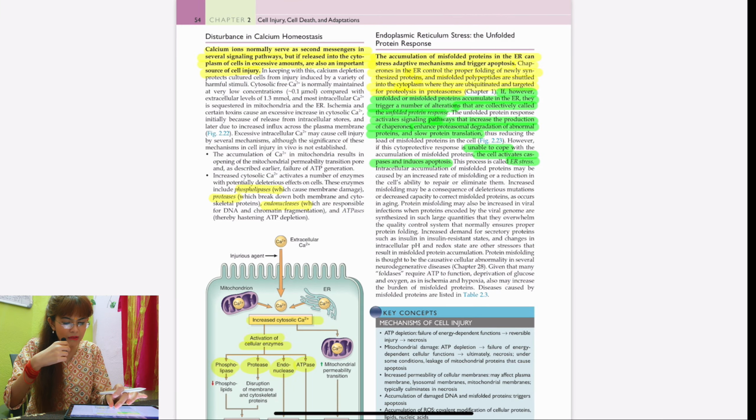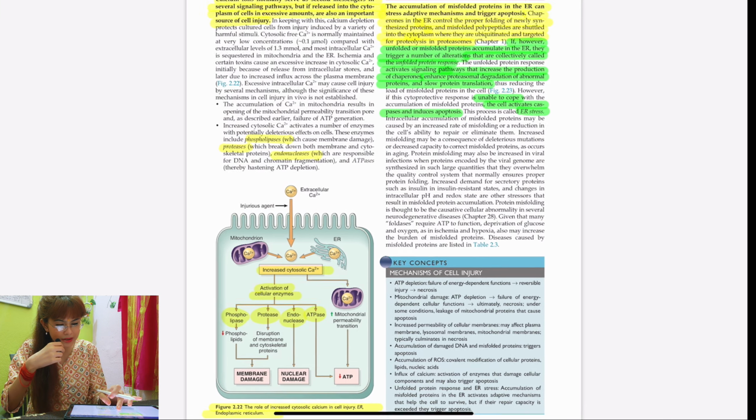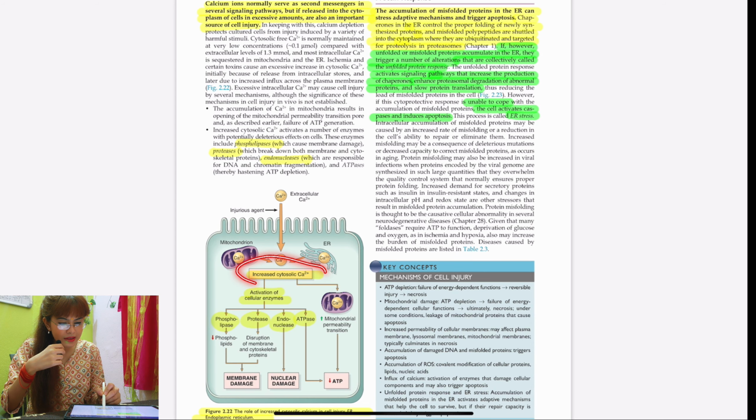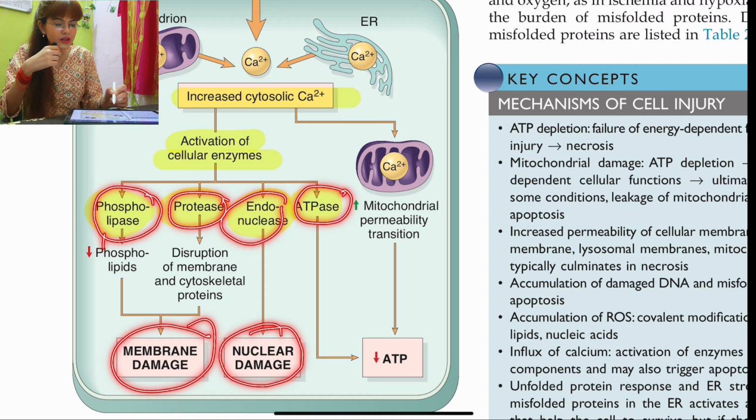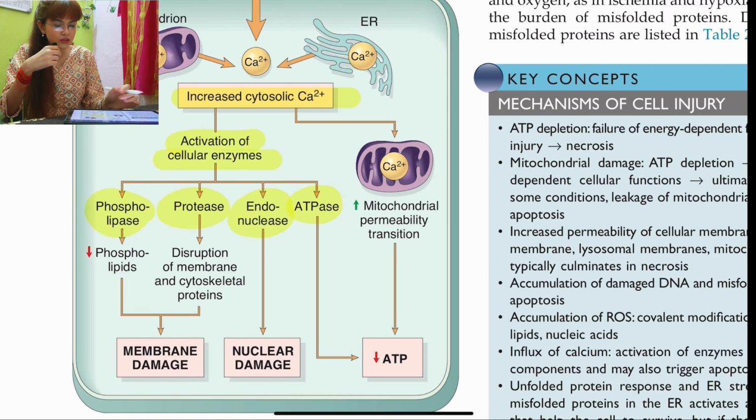So I've already explained this part as well: whenever there's an increase in the cytosolic calcium, then what happens? Calcium is important, but if it is increased, then what happens? I've already mentioned all of these intracellular enzymes get activated if there is an intracellular increase in the calcium. As you can see, phospholipase is activated, protease is activated, endonuclease activation, and ATPase activation, all of which will break the plasma membrane, and nuclear damage will happen. So ultimately there is going to be destruction of the cell.